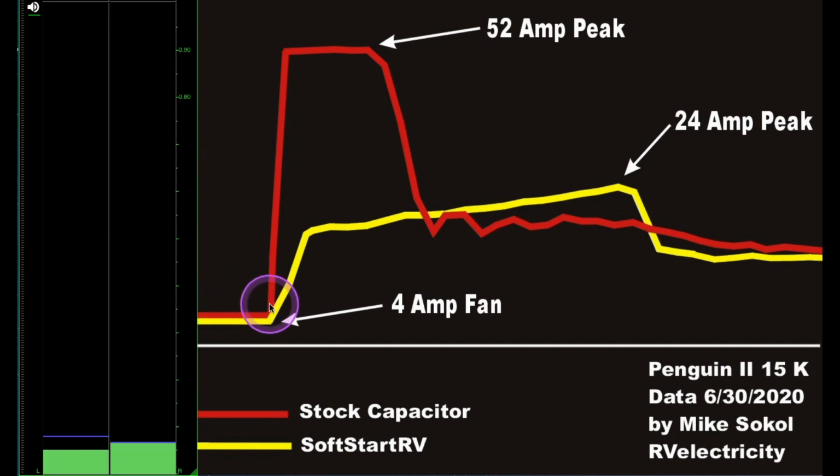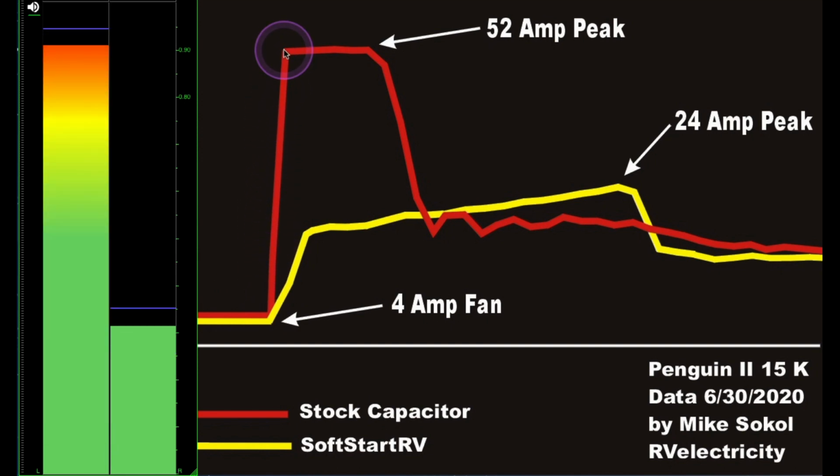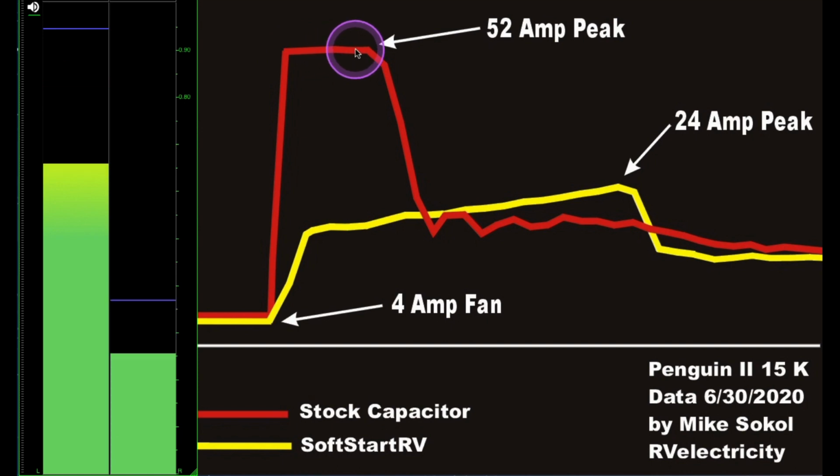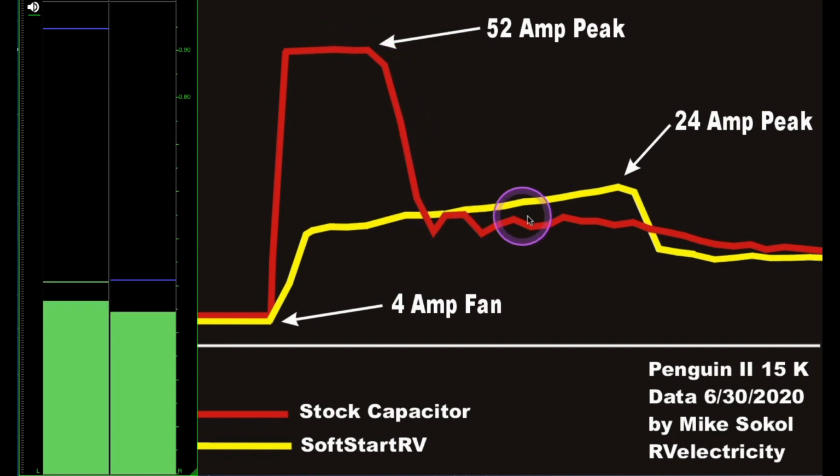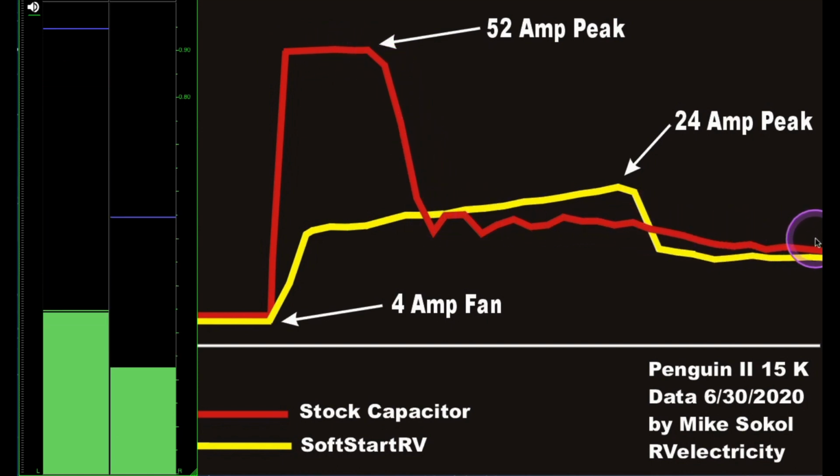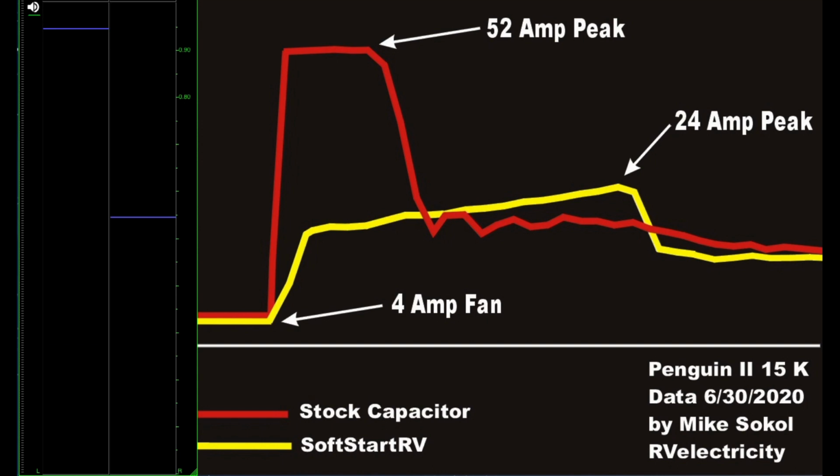Here's our fan running. Right here is going to be our peak. You can see it's going to redline the meter for a stock capacitor. It comes back down to around 14 amperes or so, which is what you normally have with a regular air conditioner running. That's all good. But that 52 amp peak is what causes a lot of air conditioners to trip generators and receptacles that may have limited amounts of power. Let's go look at the SoftStartRV side of it.